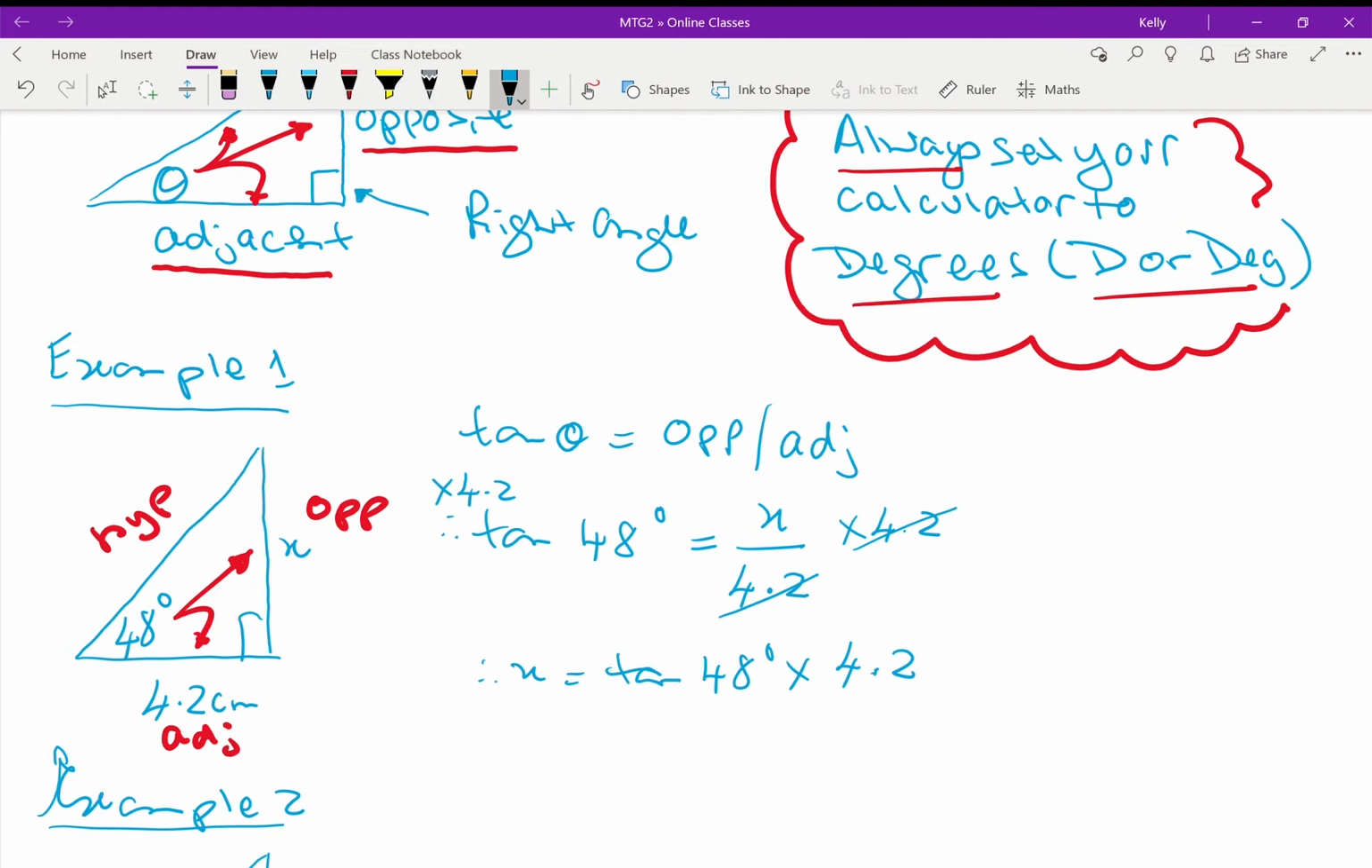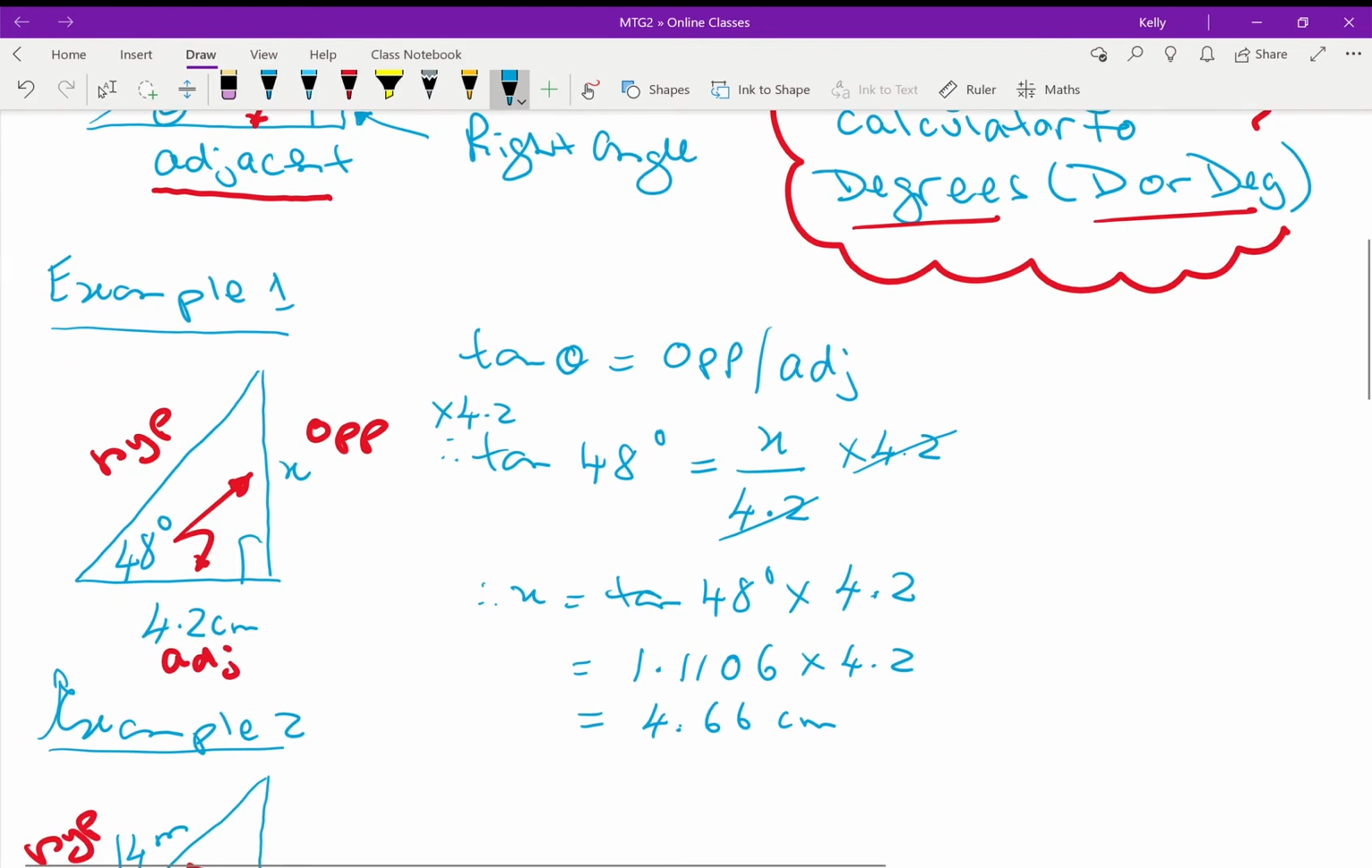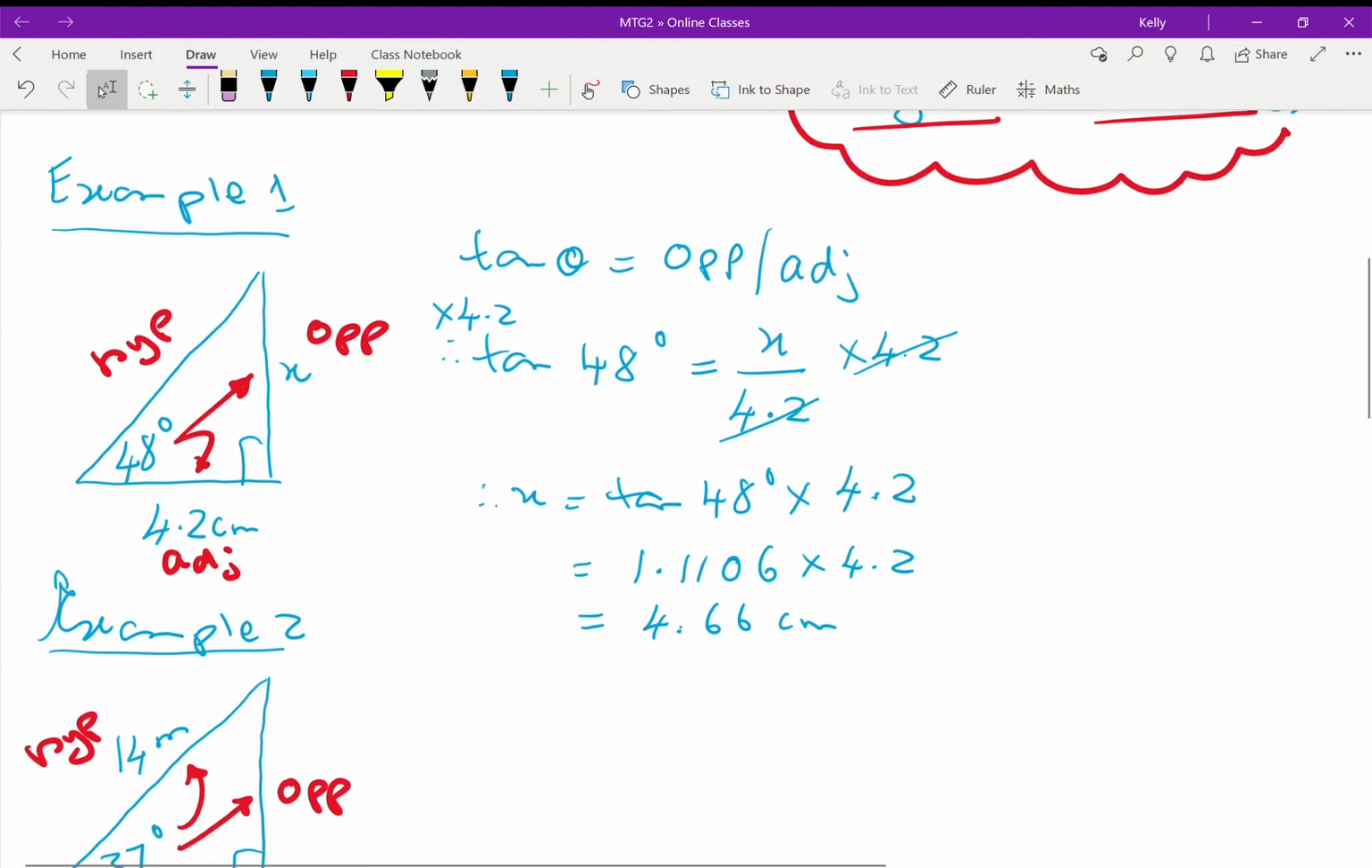So on your calculator, with degrees mode on, we put in tan, put in 48 degrees, and it brings up a decimal. Now, always use 4 decimal places to make your problems more accurate. So for the calculator, I got 1.106. I rounded to that. I multiply it by my 4.2, and multiplying those gets 4.66. And of course, my units is centimetres. So the unknown length of the side for this particular triangle is 4.6 centimetres. Okay, not too hard. Let's have a look at example number 2.